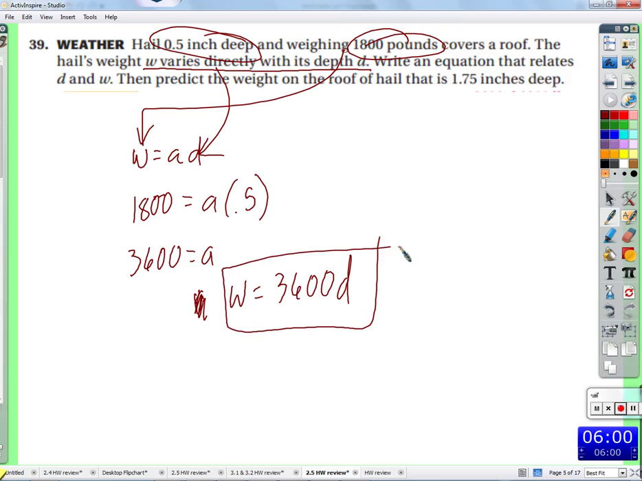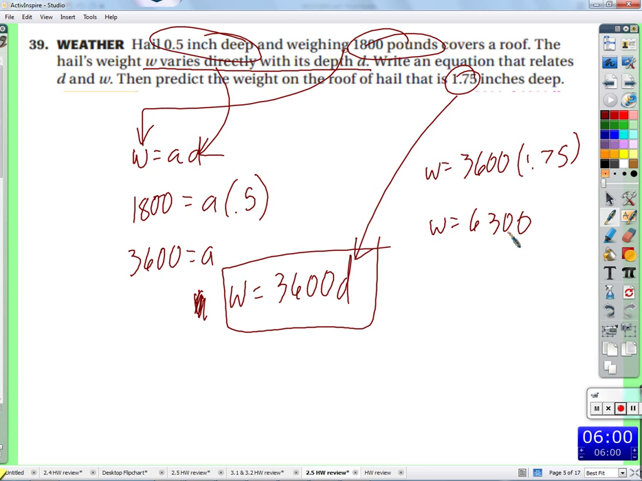What's the equation? Predict the weight at the roof of hail that is 1.75 inches deep. So I'm just going to plug that in there and tell me what the weight should be. 6,300. Oh, you multiplied by 1.75 and got 6,300. Just on top of it. 6,300, that's what it is.